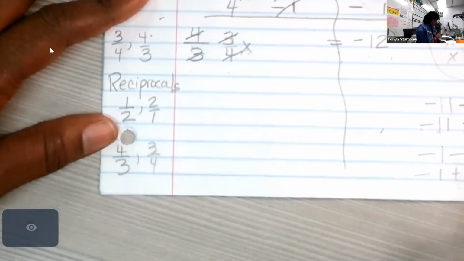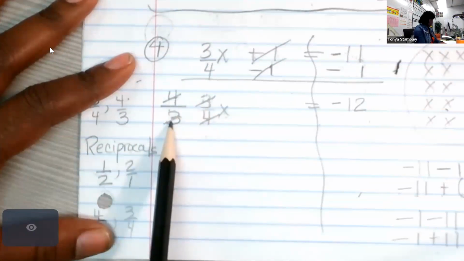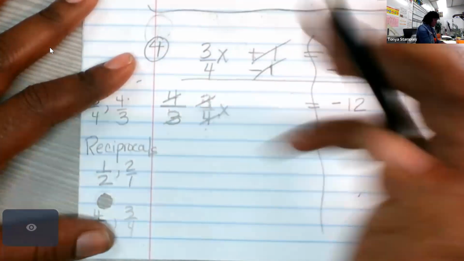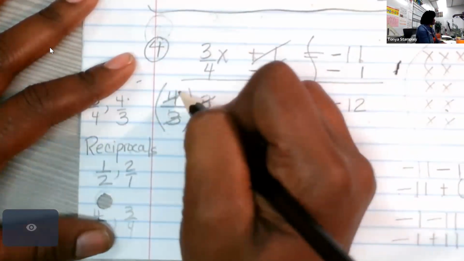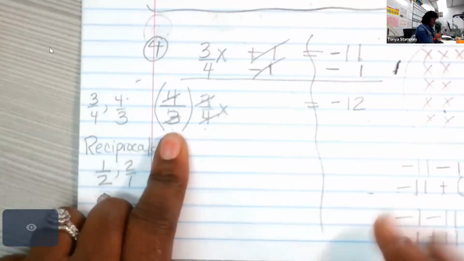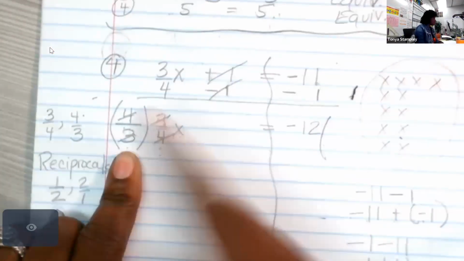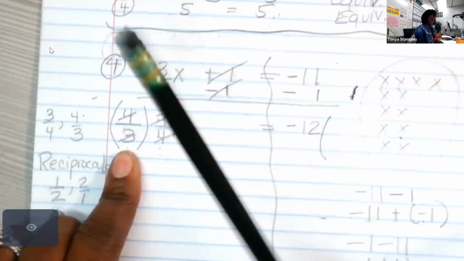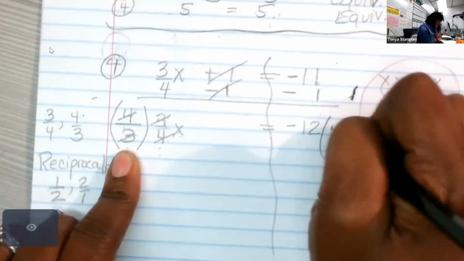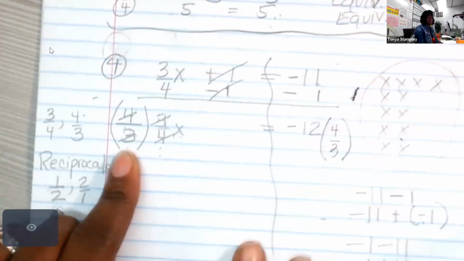You see that? So didn't I just take this and multiply by the reciprocal? This was 3/4. How do I divide by this fraction? I'm gonna multiply by the reciprocal. And whatever I do to one side, I must what? What did I multiply this side by? 4/3. So what am I gonna multiply this side by? 4/3. Whatever you do on one side, you must do to the other.